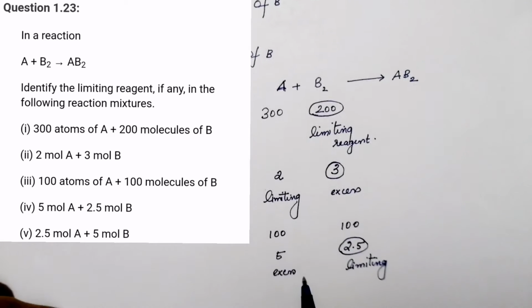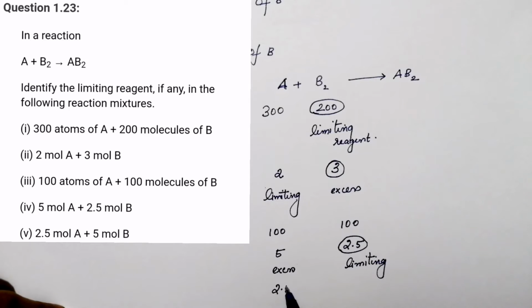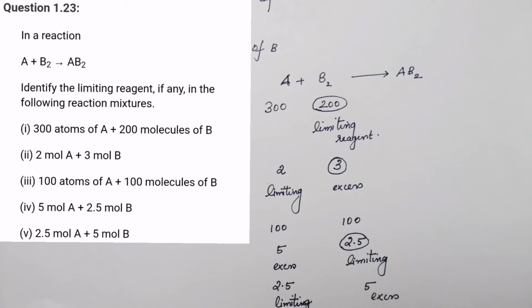And in the last sample, we are provided with 2.5 moles of A and 5 moles of B. Here we can say when we have 2.5 moles of A, we are only in need of 2.5 moles of B. But here we are given 5 moles of B. So we can say that the reactant B is in excess and the reactant A is limiting. So this question can be very easily solved if we try fixing one of the reactant and talk in terms of the other by looking at the balanced equation. I hope this question is clear. Let's move ahead with the next question.